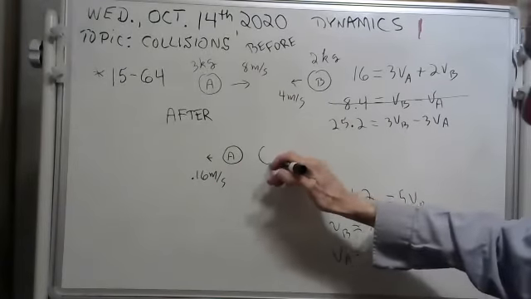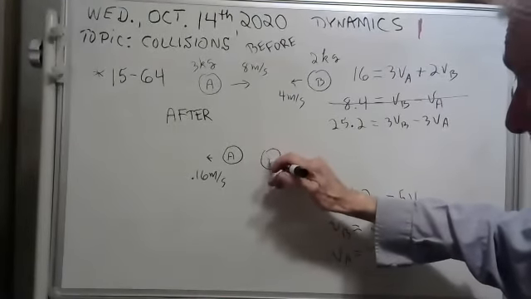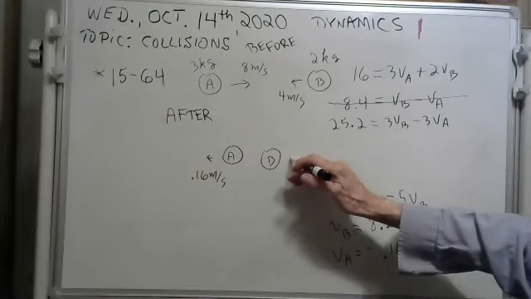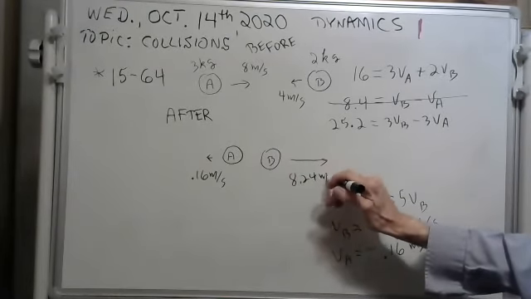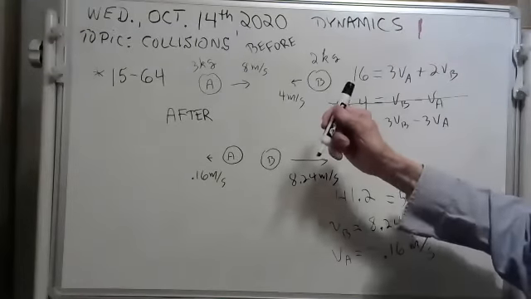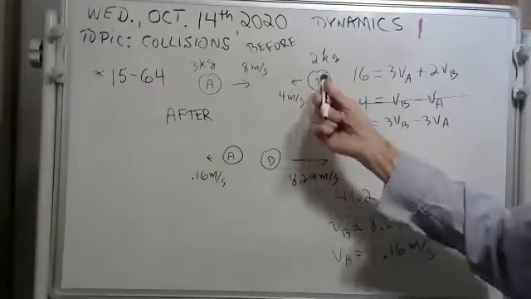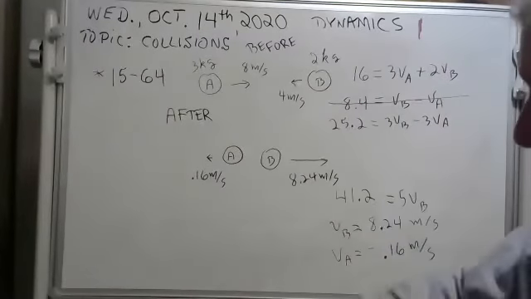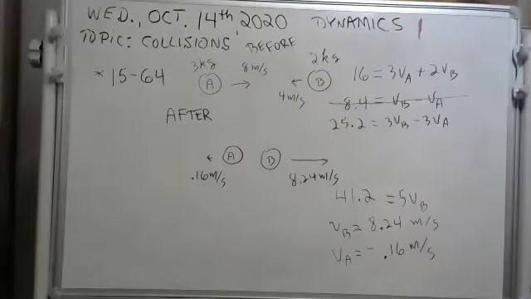But B is going to have a velocity quite big of 8.24 meters per second. B takes off. I wonder how come B takes off? Well, because it's a smaller mass. See, 3 kilograms is bigger than 2 kilograms. And this thing's coming in 8 meters a second, and it's only going 4 meters a second.